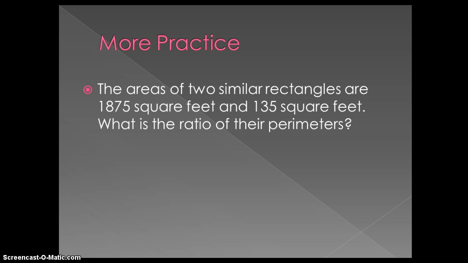Here's another example. The areas of two similar rectangles are 1,875 square feet and 135 square feet. What is the ratio of their perimeters? Well, we know that the ratio of an area is A squared to B squared, as compared to the perimeter, which is just A to B.